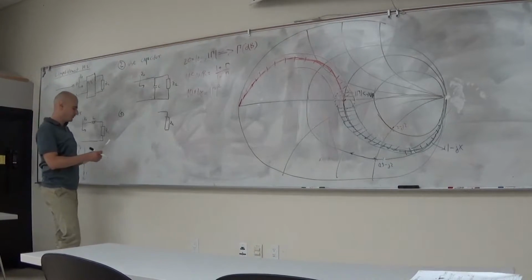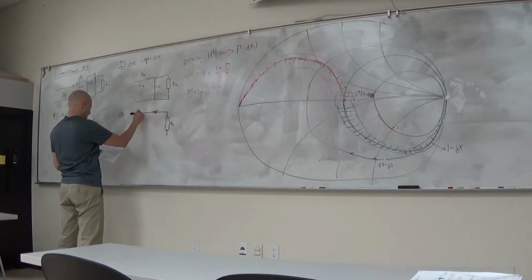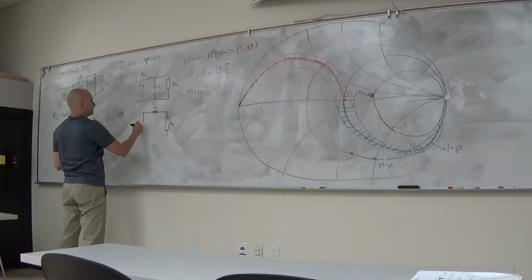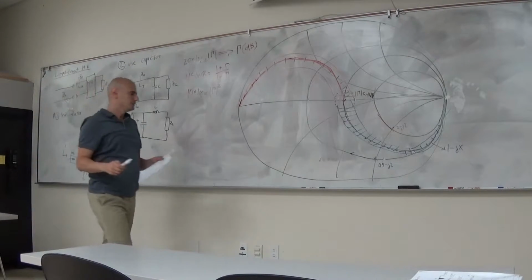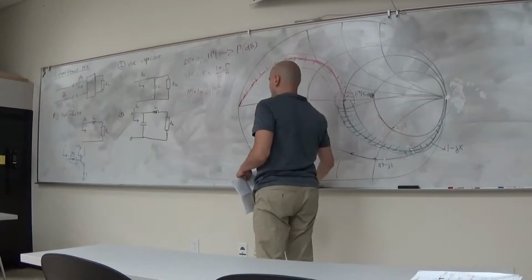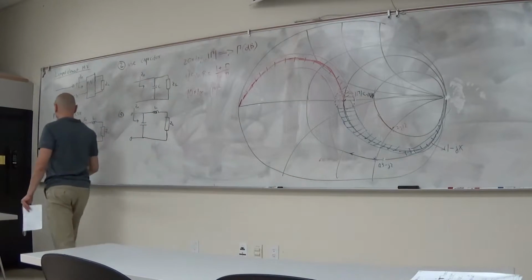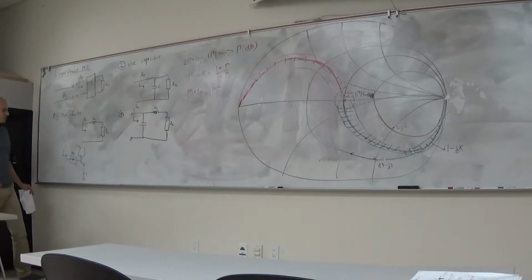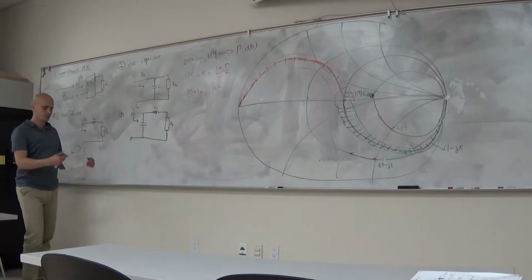Now the third one is you have ZL, and then you have a series inductor, and then you have a shunt capacitor. And now you want to bring ZL to Z0. So let's think about this one. What do you guys think in terms of what is the region on the Smith chart? You probably are guessing that it's a bigger region, right? Because we now have 2 degrees of freedom here instead of 1 degree of freedom.